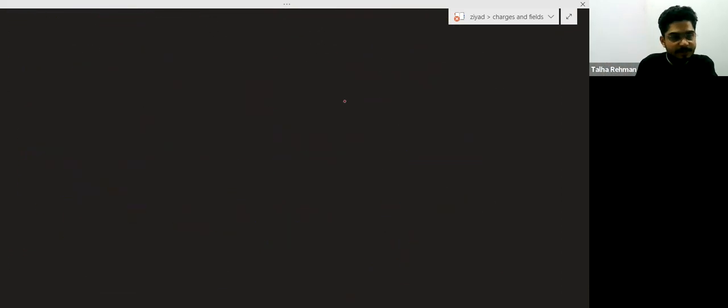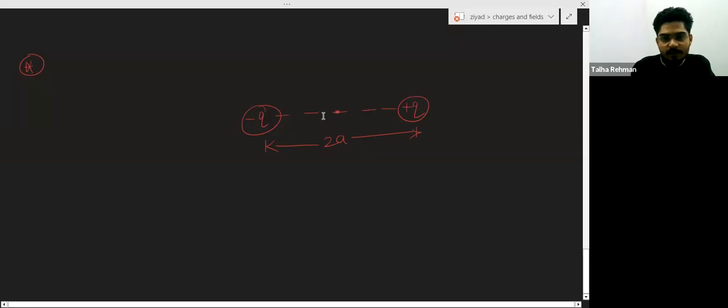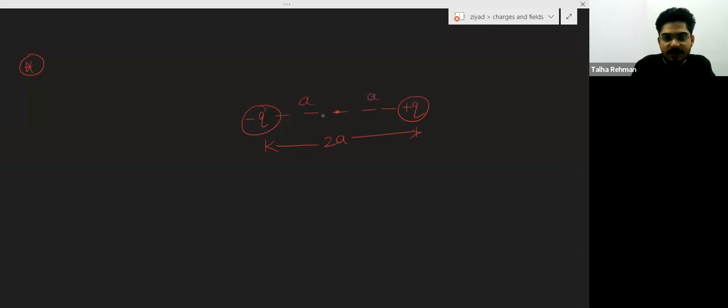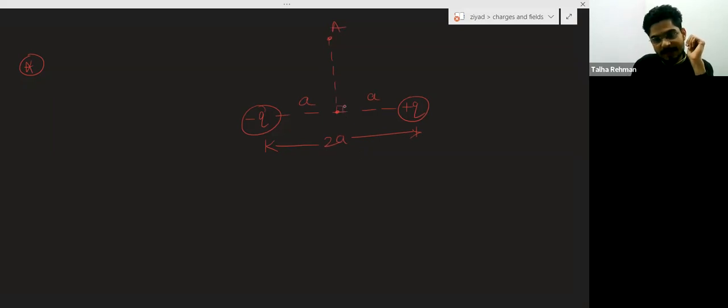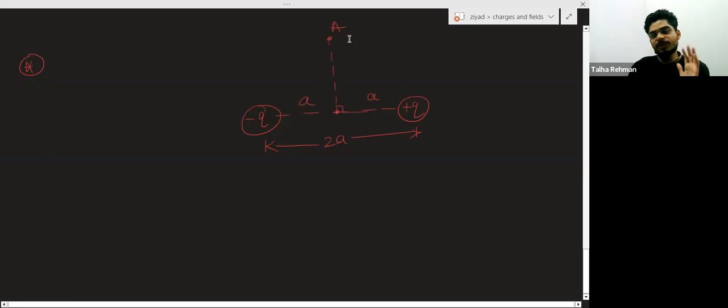One more derivation is there. Suppose a dipole is there, minus q and plus q, separated by a distance of 2a. So basically this is a dipole. This is a midpoint, which means this distance is a and this distance is a. They can ask you the strength of the electric field at point A. Okay, and this angle is 90 degrees. Basically, point A is known as the equatorial point.